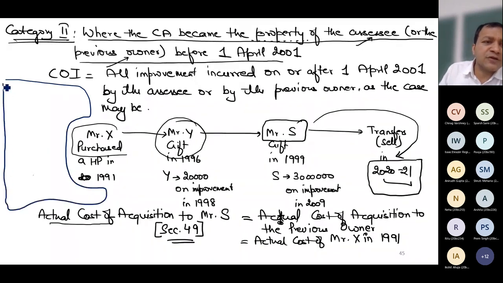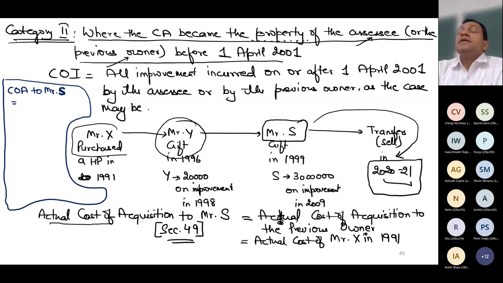First of all, we must have the actual cost to the assessee. Since I didn't have the actual cost to the assessee, Mr. S, because Mr. S became the owner not by purchasing it but by other means, I took the help of section 49 and I got the actual cost of Mr. S. When I got the actual cost, now my next stage starts. What is the cost of acquisition to the assessee? Can you tell me which category I will use here?